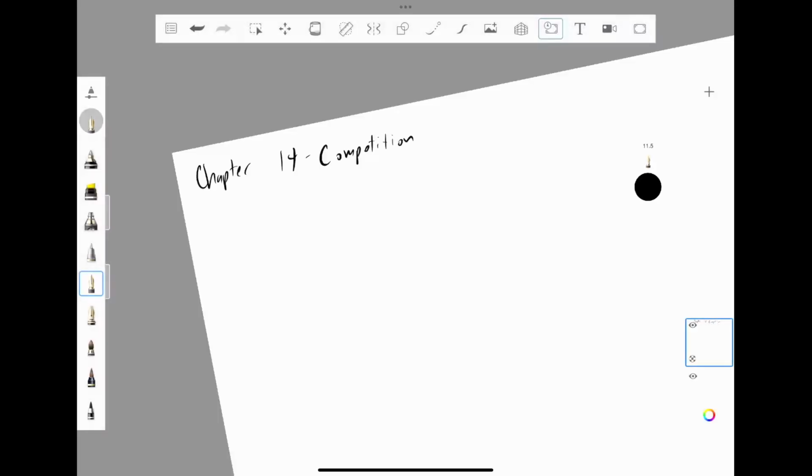So this week we are talking about Chapter 14. Chapter 14, Competition. So competition is one of the most important types of biotic interactions among species that shape all sorts of ecological processes that we're interested in.